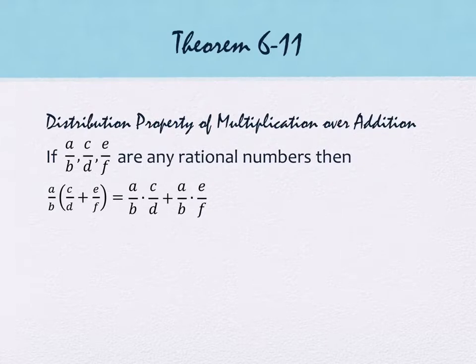The first one is distribution. The distribution property of multiplication over addition says that if I multiply by the fraction a over b times the addition of the two, it's the same as multiplying it by each of the fractions individually and then adding them. Nothing different than you had when we did integers or whole numbers earlier on in this textbook.